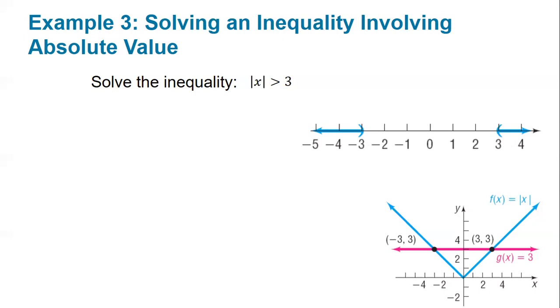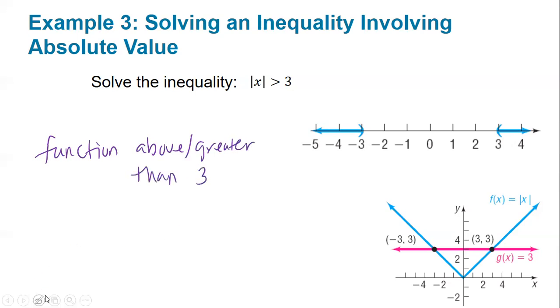We're looking for when is it greater. So we're looking for when is the function above 3. Okay, so looking at our graph that we have, I'm above 3 here, and I'm above 3 here. Does that make sense? So that's why my answer is when X is less than -3, because I'm going to the left of -3, and when X is greater than 3, because I'm going to the right of +3.